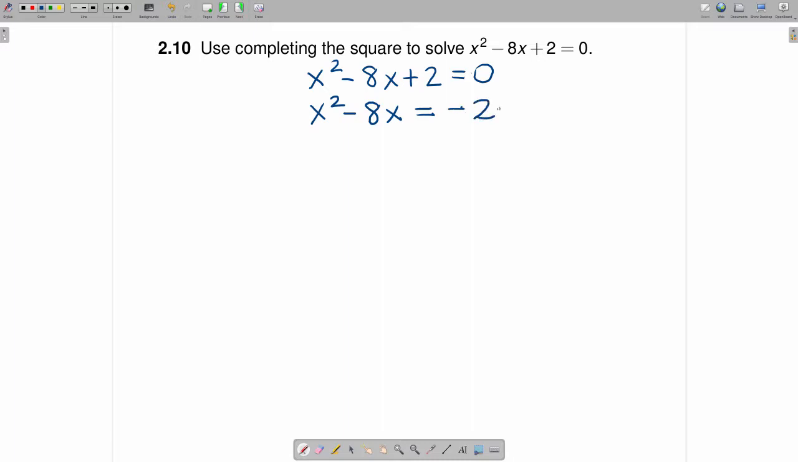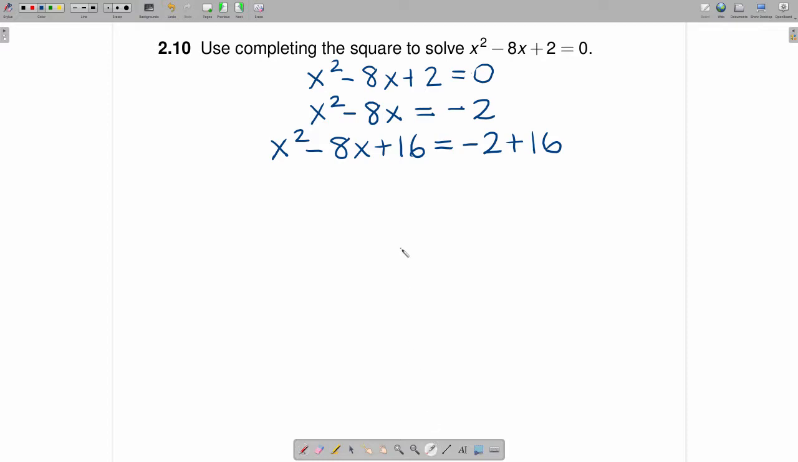That's step 1. The second step is to take half of the coefficient of the linear term, square it, and add it to both sides of the equation. So here is the linear term, negative 8x, and the coefficient of the linear term is negative 8. Half of negative 8 is negative 4, and negative 4 squared is 16. 16 gets added to both sides of this equation. So it's going to be x squared minus 8x plus 16 is equal to negative 2 plus 16. If you add 16 to the left-hand side, you also have to add it to the right-hand side.